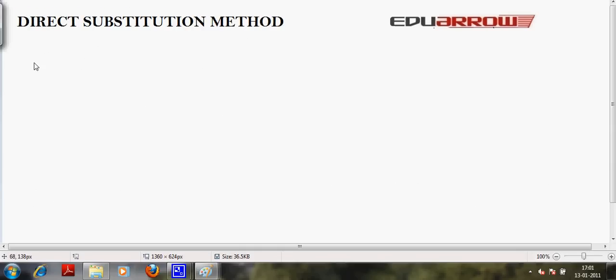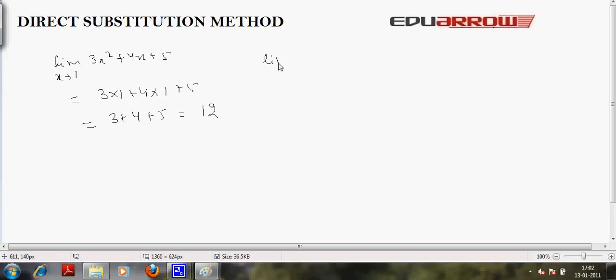Direct substitution method of solving algebraic limits. We apply the direct substitution method to a function in which we can directly put the value of the limit in the function. For example, consider a function like this: 3x squared plus 4x plus 5. In this function, we can directly put the value of the limit, that is, x tends to 1. Putting the value of x as 1, it will be equal to 3 plus 4 plus 5, that will be equal to 7 plus 5, which will be 12.